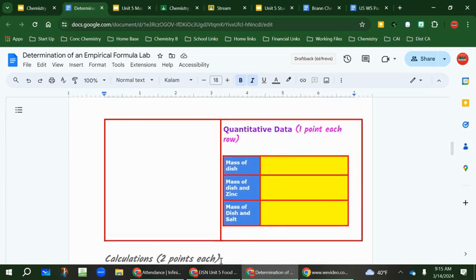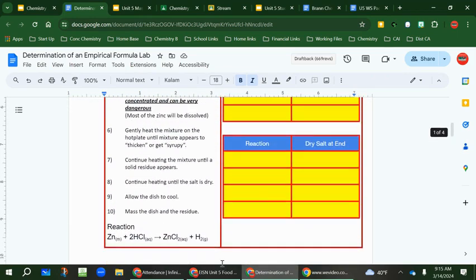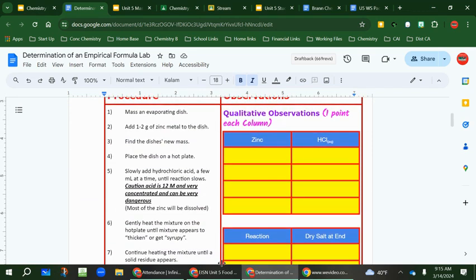You're then going to place 1 to 2 grams of zinc in that dish. There is a small weighing boat just like this, ladies and gentlemen, at your station that has 1 to 2 grams of zinc already massed out in it for you. So you do need to make observations of that zinc. Those go here. You can touch the zinc. You can smell it. Don't taste it. And you can make observations based on what you see.